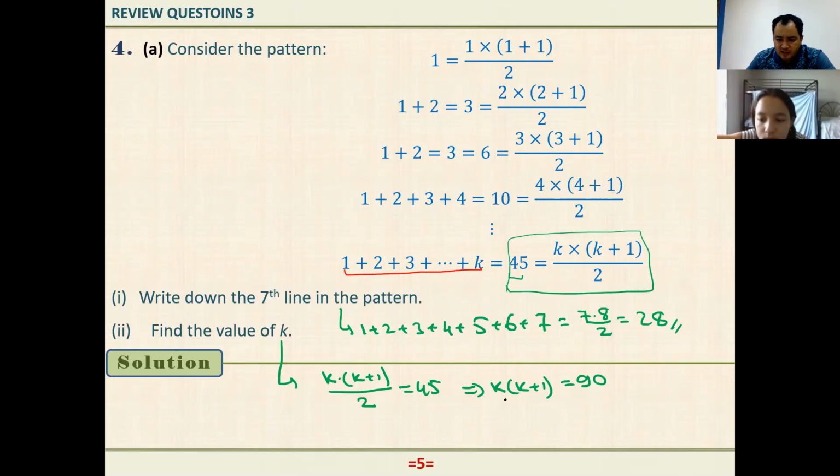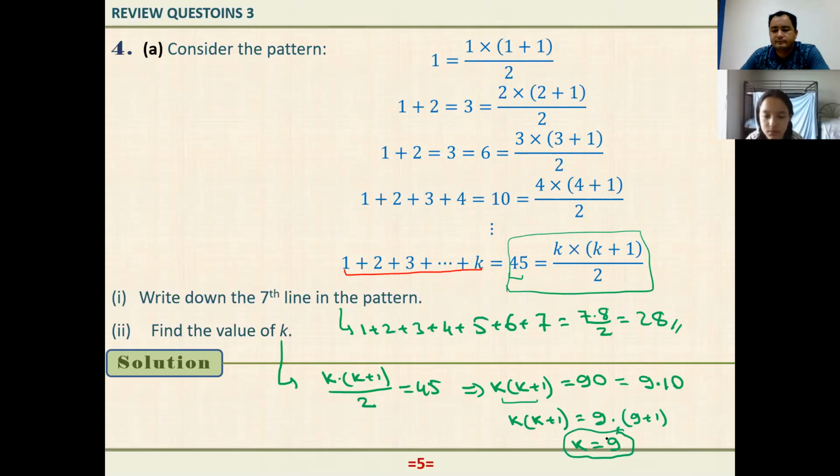So this 90, can I write this in the form something times something plus 1? I can write it as 9 times 10, right? So k times (k plus 1) equals, on the right hand side, 9 times (9 plus 1). So Shahina, what is the value of k? 9 and 9 plus 1. 9, right? Because you see the same thing. So the value of k is 9. Okay?